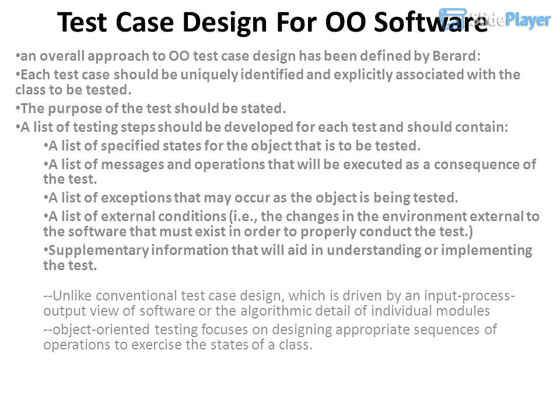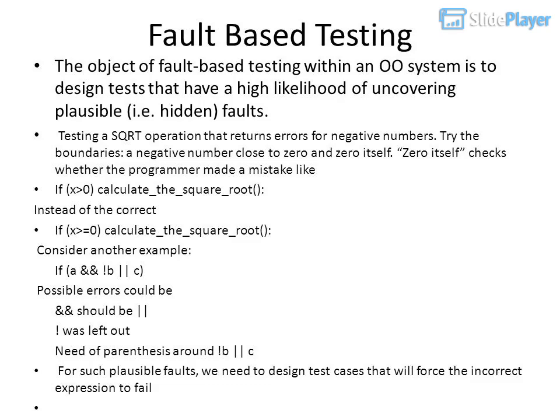Unlike conventional test case design, which is driven by an input-process-output view of software or the algorithmic detail of individual modules, object-oriented testing focuses on designing appropriate sequences of operations to exercise the states of a class. Fault-based testing. The object of fault-based testing within an OO system is to design tests that have a high likelihood of uncovering plausible, i.e. probable, faults.